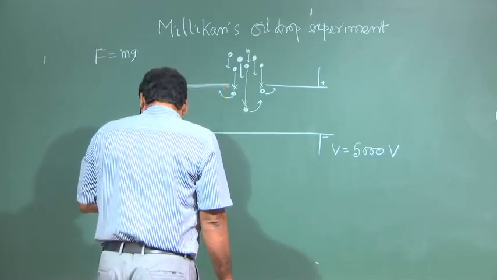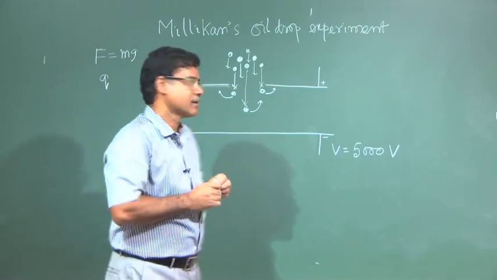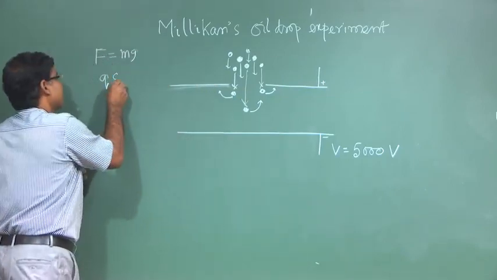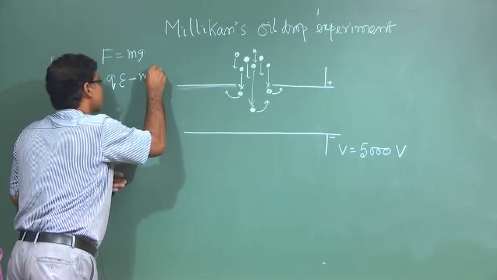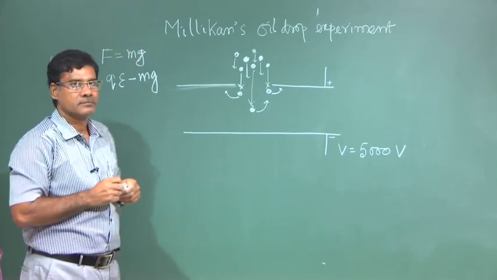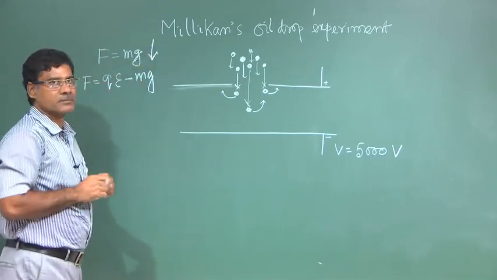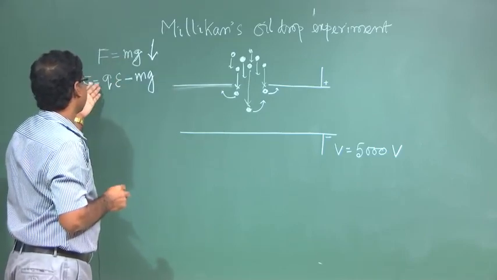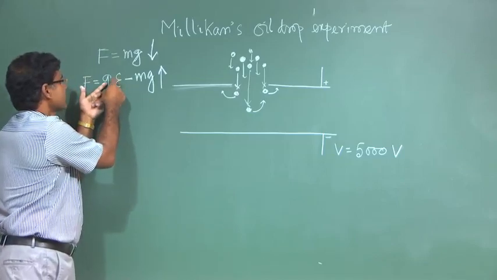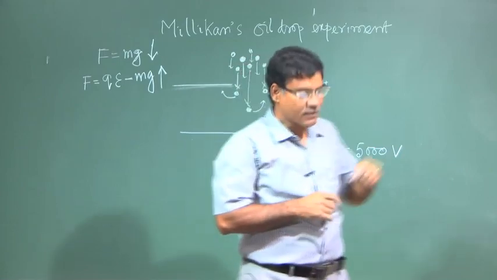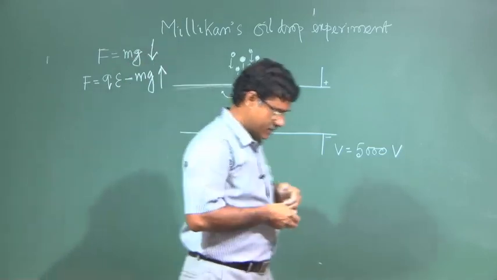So, if the charge of the oil drop is q, the upward force will be qE. Now, the resultant force will be qE minus mg, acting upwards. So, the force is downwards without applying an electric field, and when the electric field is applied, it will be upwards when this qE is greater than mg. Otherwise, it will remain downwards because of the higher gravitational force.